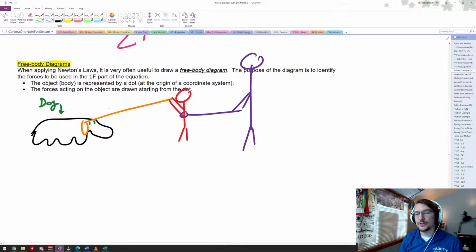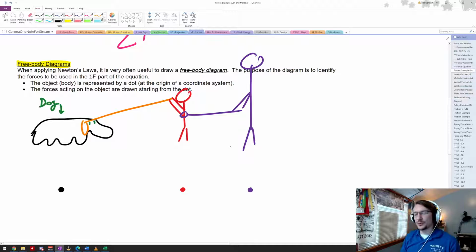And what we're essentially going to do is every single object, we are just going to represent them with a single dot. And that's it. So this dot, that is a dog. And this dot, this is you. And this dot, that is some adult pulling you along. Okay? You're just dots now.